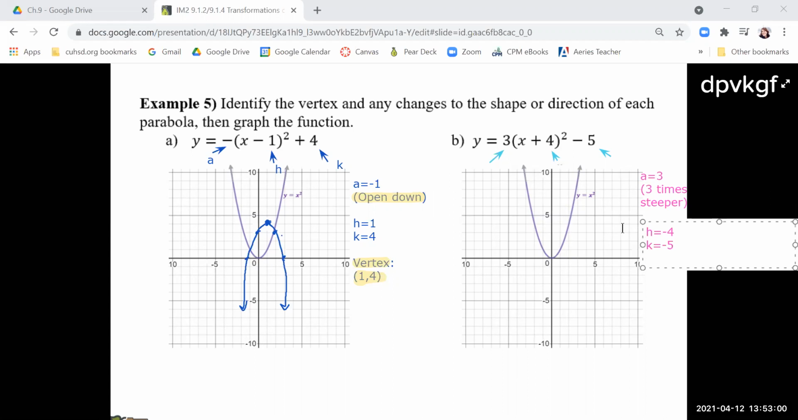So this gives us our vertex at -4, -5. And that's all we need for an accurate graph. So we've got our 3 times steeper, and we've got our vertex at -4, -5.